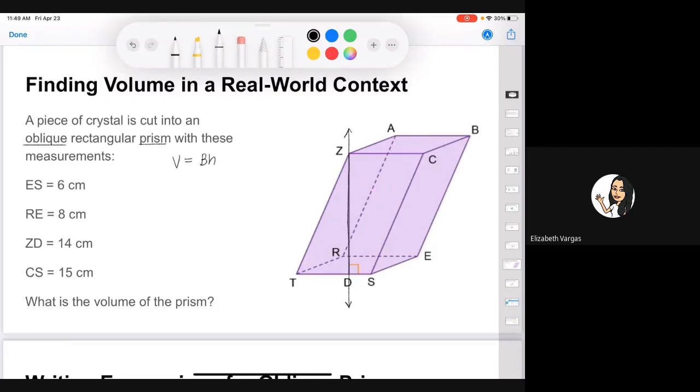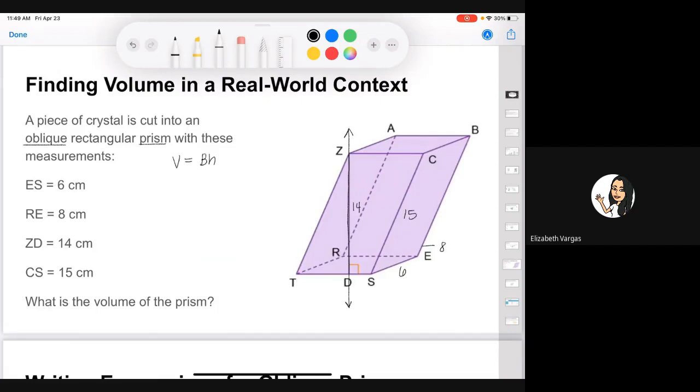That being said, here we have some information. We're told that E and S is equal to 6, R and E is equal to 8, Z and D is equal to 14, and C and S is equal to 15.